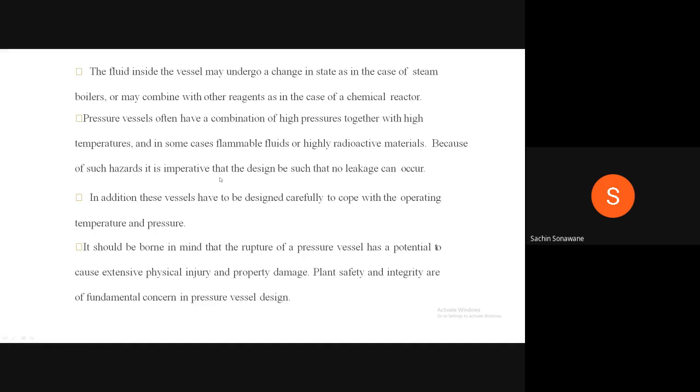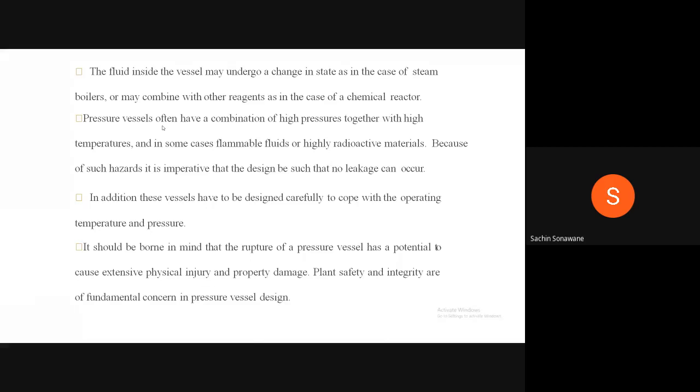The fluid inside the vessel may undergo a change in state, as in the case of steam boilers, or may combine with other reagents, as in the case of a chemical reactor. Pressure vessels often have a combination of high pressures together with high temperatures, and in some cases, flammable fluids or highly radioactive materials. Because of such hazards, it is imperative that the design be such that no leakage can occur.